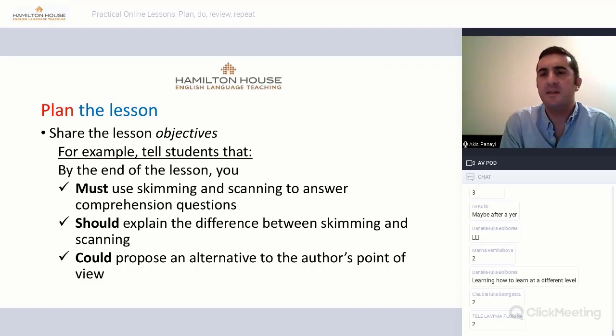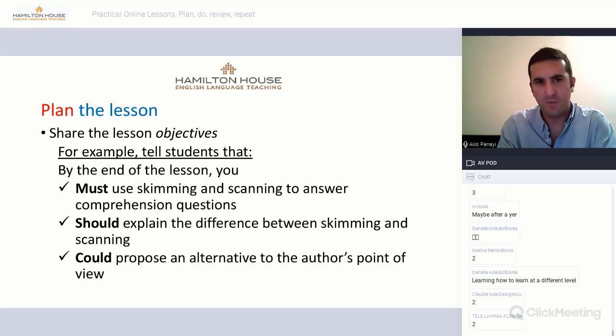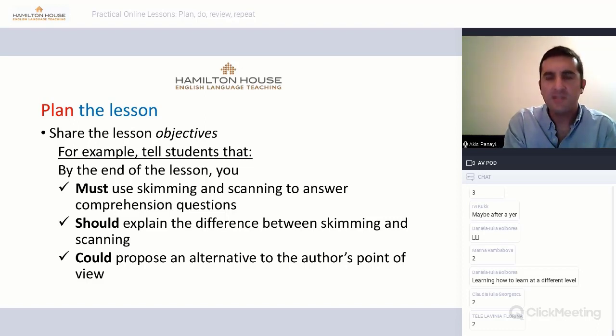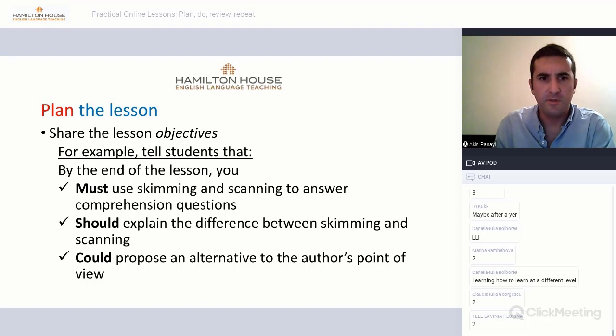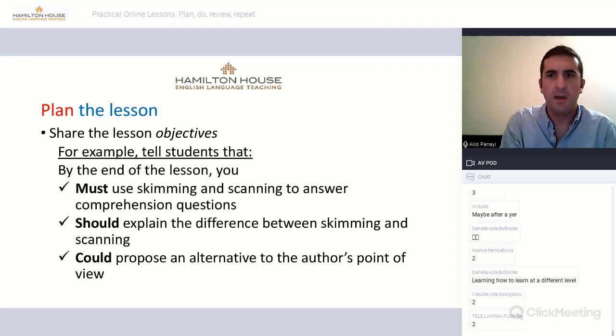Should is something that the stronger students of the classroom will be able to do and are expected to do. And could is something that the most able students of the classroom could be in a position to do. And this is according to Bloom's taxonomy of learning objectives.